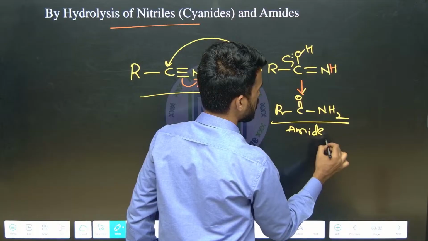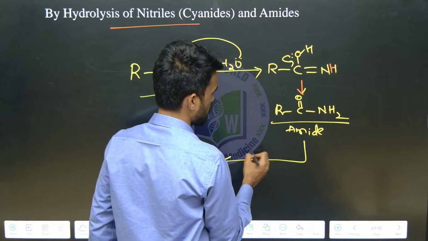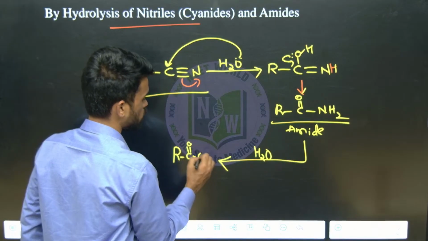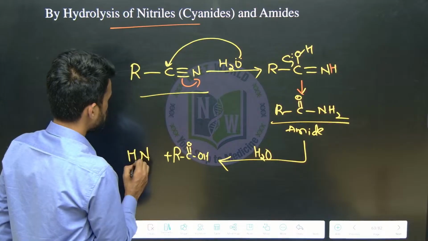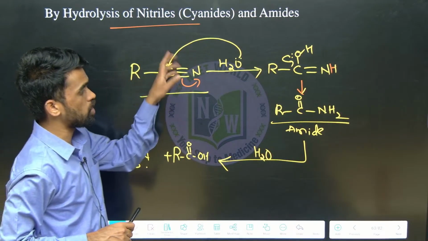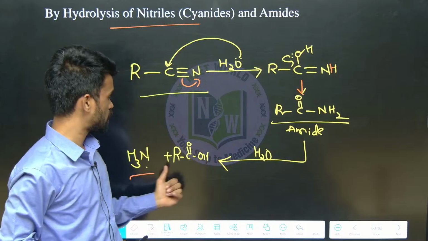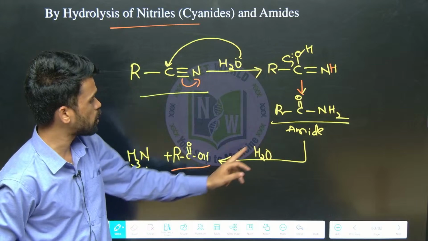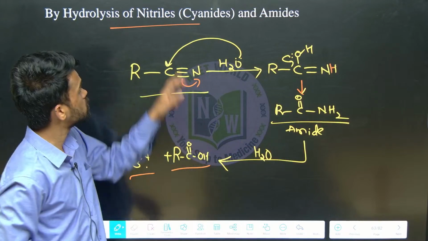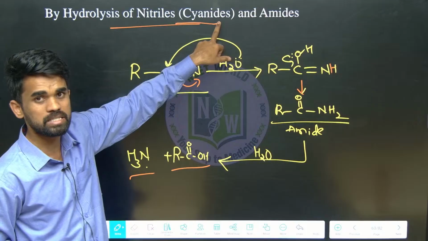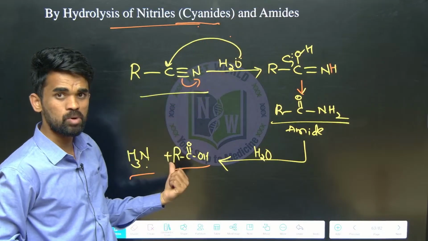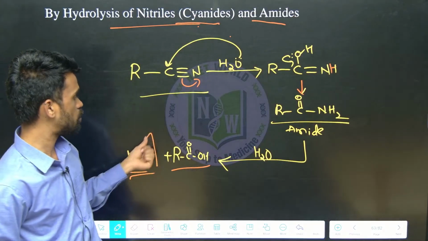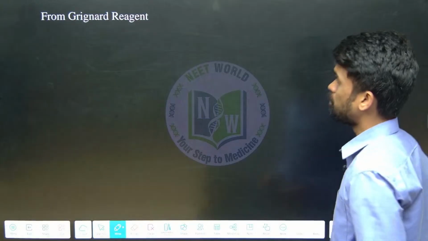So amide, on further hydrolysis, complete hydrolysis here, will give a carboxylic acid. So RCOOH is produced and ammonia gas is released. So now what you are seeing? Cyanides upon complete hydrolysis produce carboxylic acids. Partial hydrolysis produces amides. See, even amides upon hydrolysis produce carboxylic acids. Okay, the gas released here is ammonia. Okay, remember.